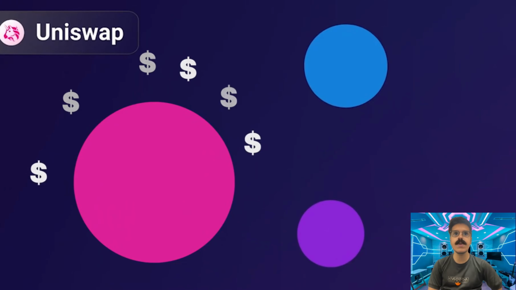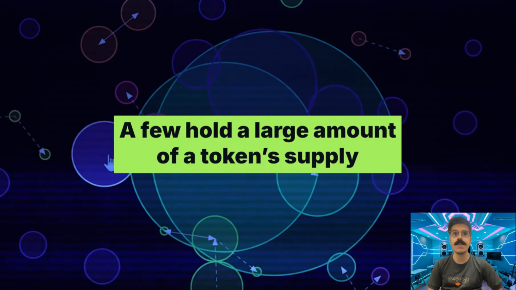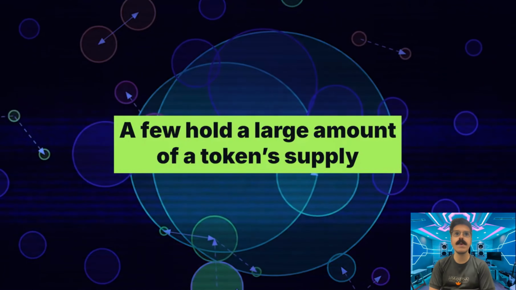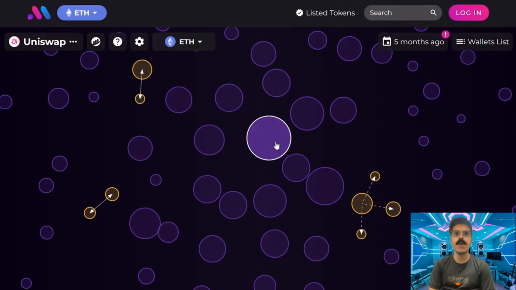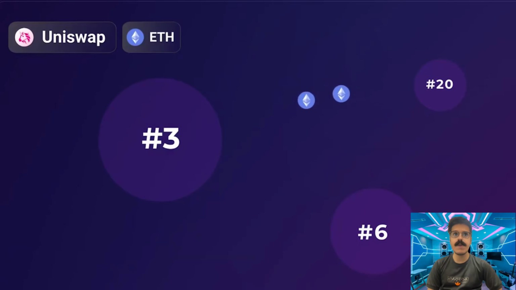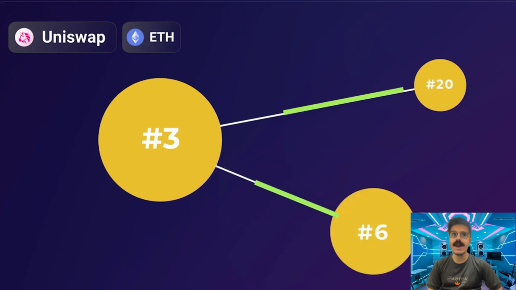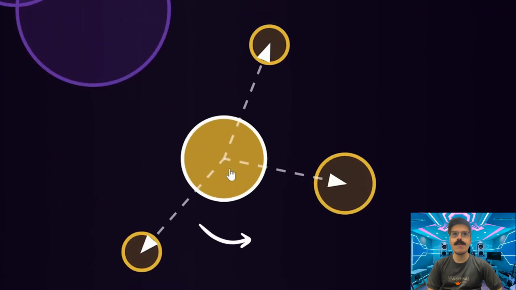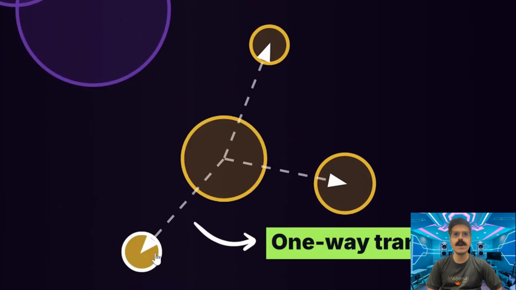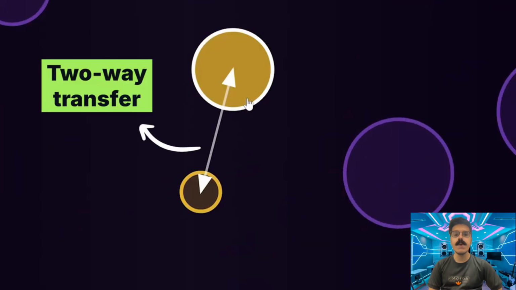A map with just a few large bubbles indicates a few wallets hold a large amount of the token supply, whereas equalized bubbles would mean a more dispersed supply. If any two of the top 150 wallets have ever interacted with each other, the bubbles will be connected with a line. A dotted line indicates a one-way transfer, whereas a solid line means that there are transactions in both ways between the two wallets.